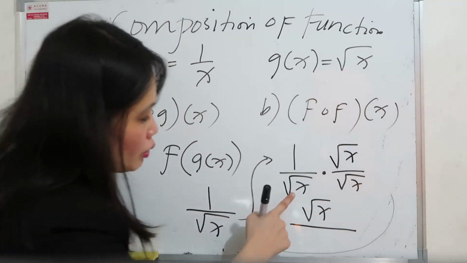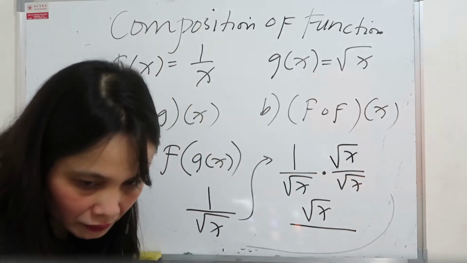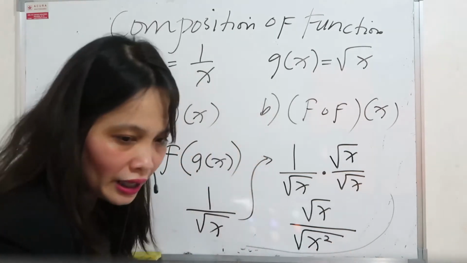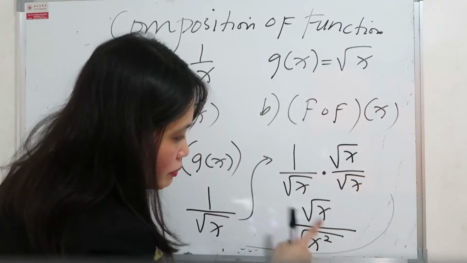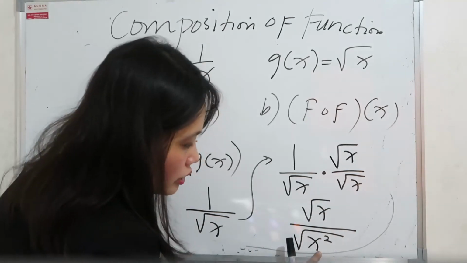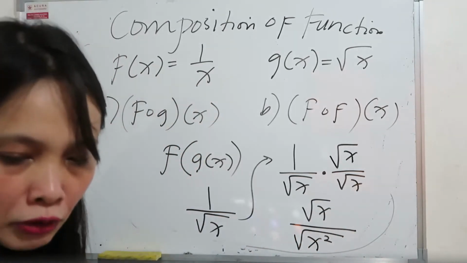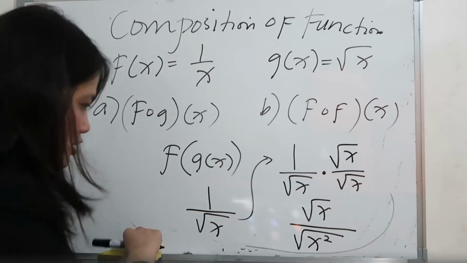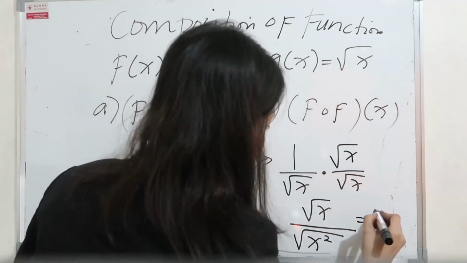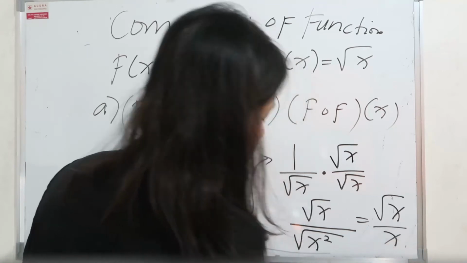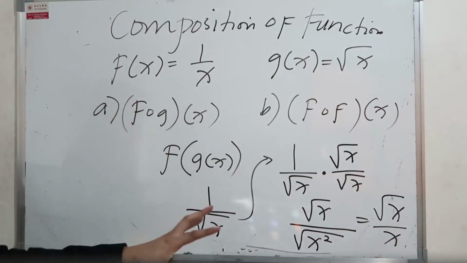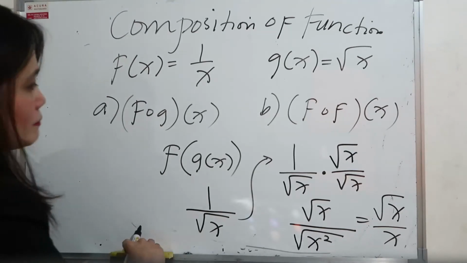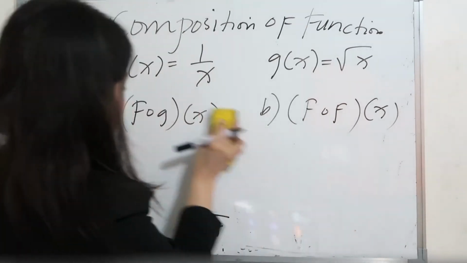What will happen? Square root of x multiplied by square root of x becomes square root of x squared, because x times x is x squared. Now, what is the square root of x squared? Okay, x. So therefore your answer will be square root of x over x. So that is composition of function. Now next, what about letter B?